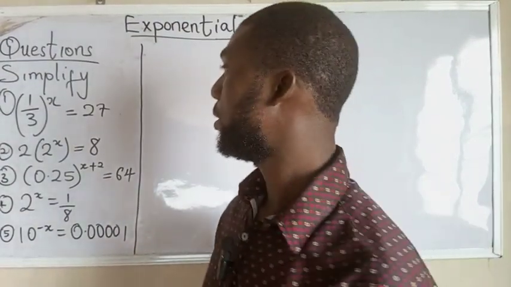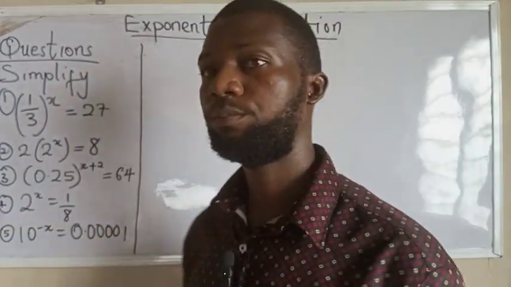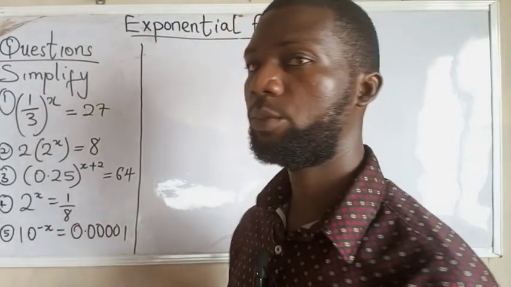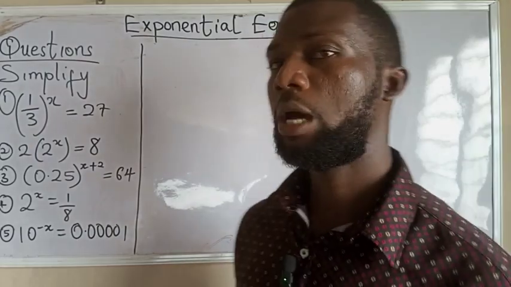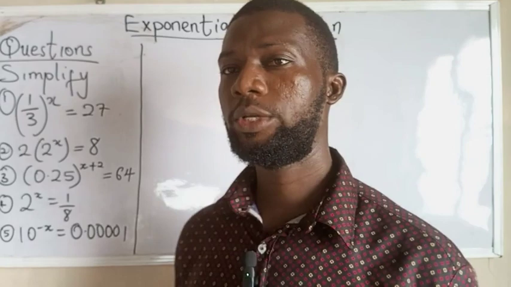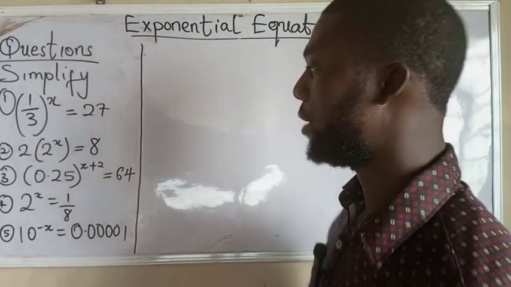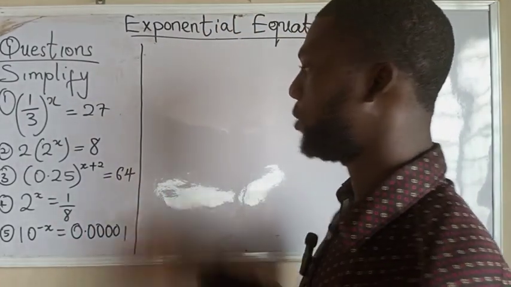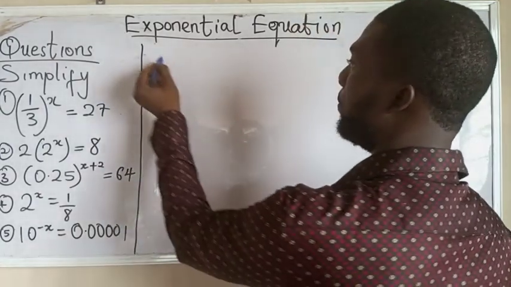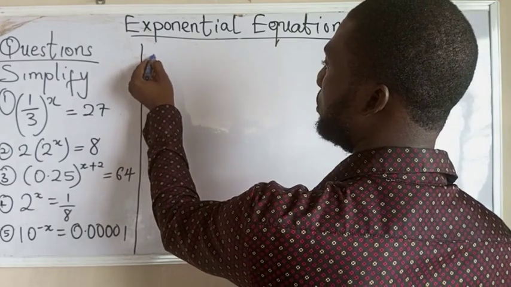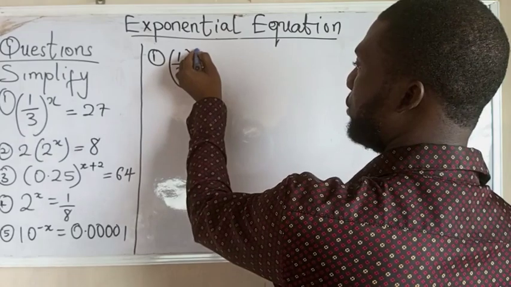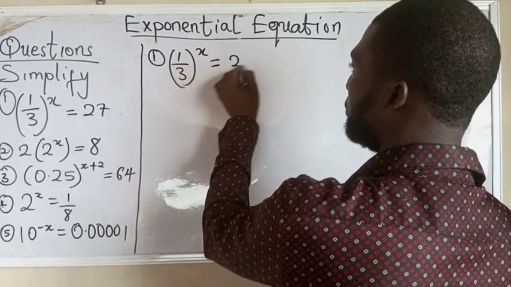So today we are going to be looking at some questions on exponential equation, how we can solve questions on exponential equation. Now let's look at these questions one after the other. So the first question, 1 over 3 raised to power x equals 27.